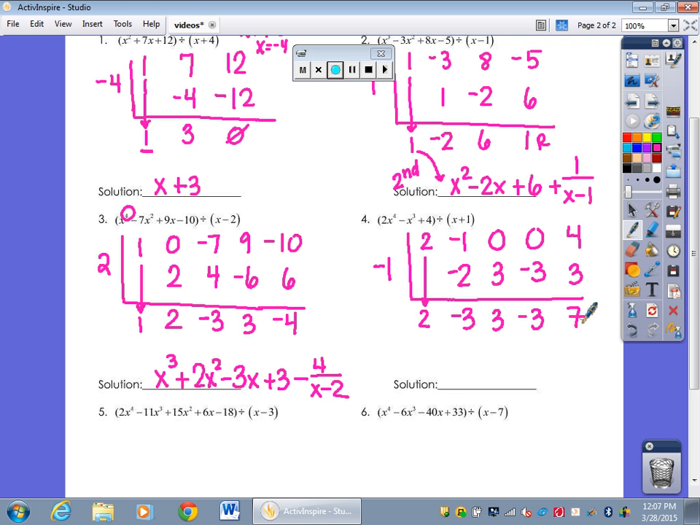So we start 1 degree less, so that's going to be x to the 3rd, and the 2 has to go in front of that. Then it's going to be negative 3x to the 2nd. Then it's going to be plus 3x. Then it's going to be minus 3 as our constant. And then it's going to be plus 7 divided by our original denominator.